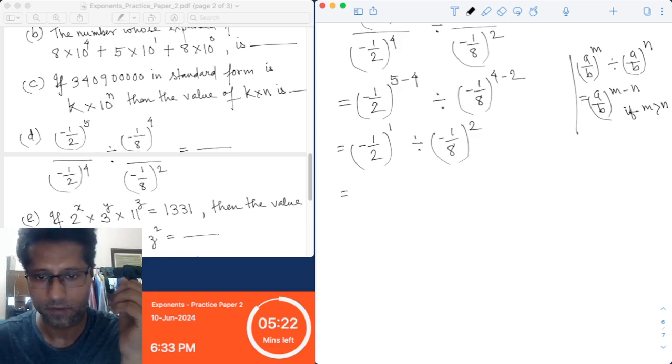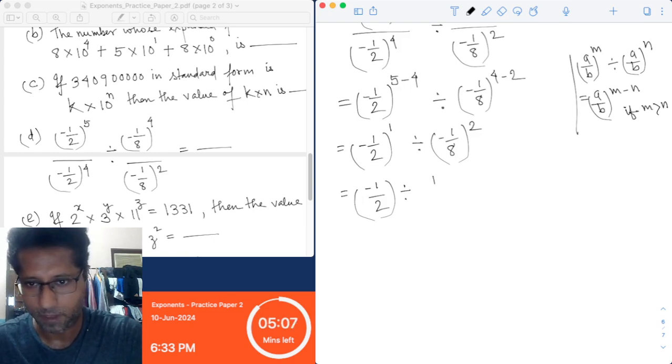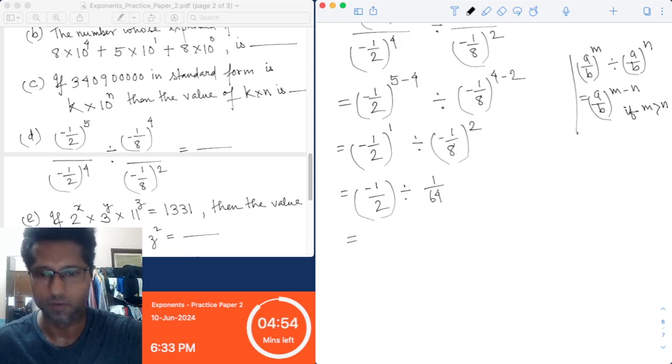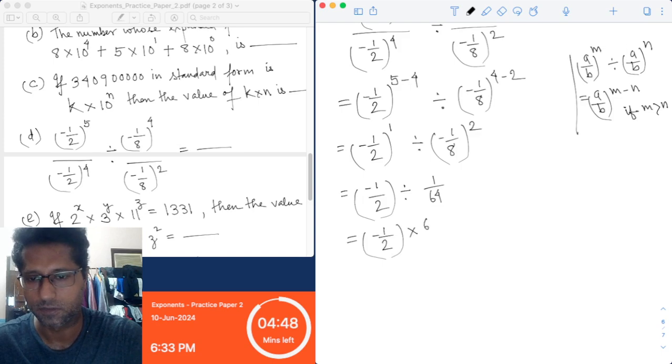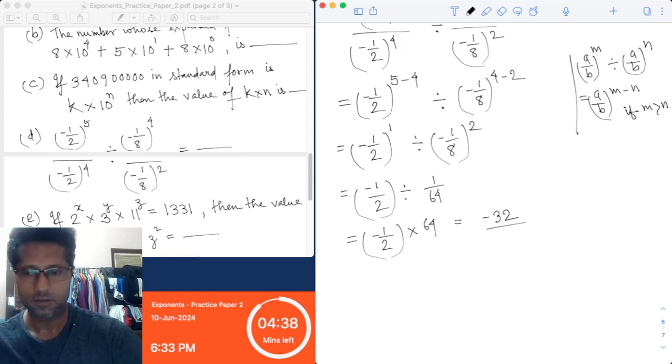So now minus half to the power 1 is nothing but minus 1 by 2, and this is division of minus 1 by 8 square, which is nothing but 1 by 64. It is actually minus 1 square divided by 8 square, and minus 1 square is 1 and 8 square is 64. So we have this. So now we see it is a division of two rational numbers, and we know that this is minus half multiplied by the reciprocal of 1 by 64, that is 64. This is nothing but minus 32. So the answer is minus 32.